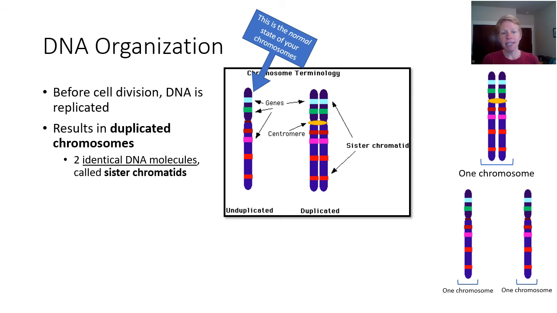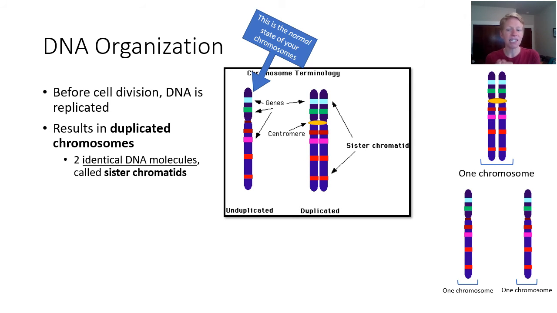The two identical molecules in a duplicated chromosome are called sister chromatids. So over here on the right, you can see the two sister chromatids. They are held together by a centromere. And my centromere, I think, is this yellow thing. It moved, but it should be right here connecting. It's a protein complex that holds those two identical copies of that chromosome together.